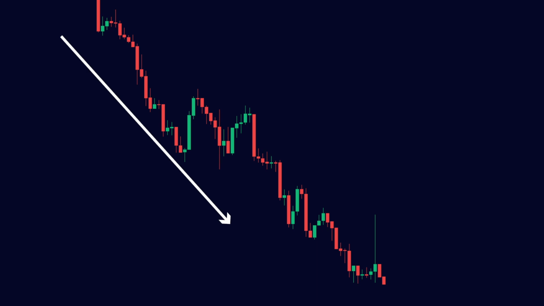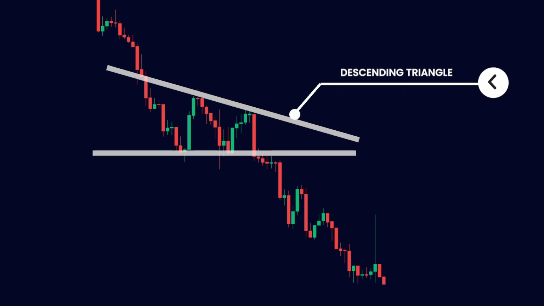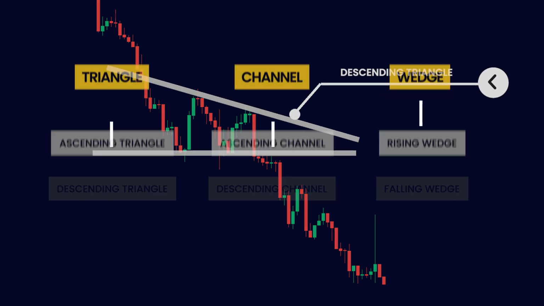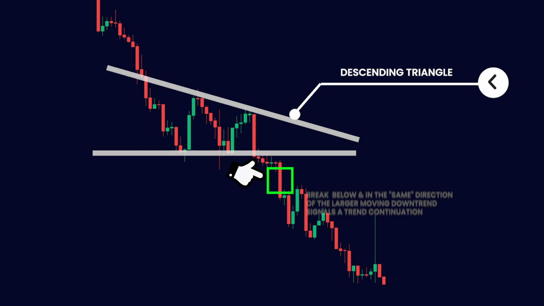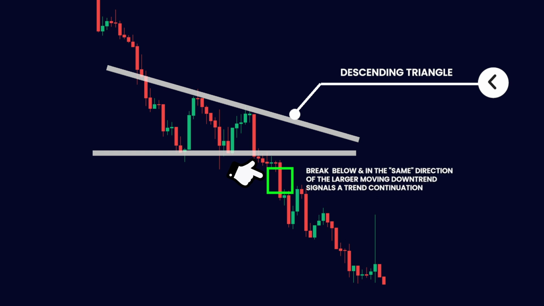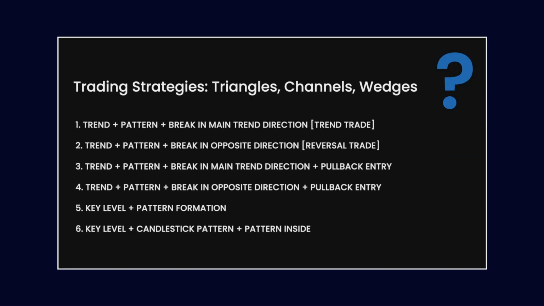Take a downward trend where a descending triangle forms. Again, any of the patterns could apply, but here we have a descending triangle. If the price breaks below the pattern, continuing the direction of the downtrend, you'd then take short trades following that trend lower. Now let's move on to another setup.